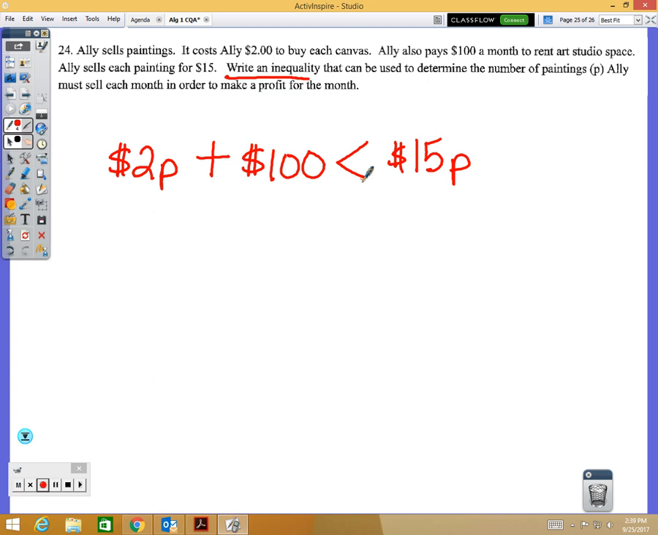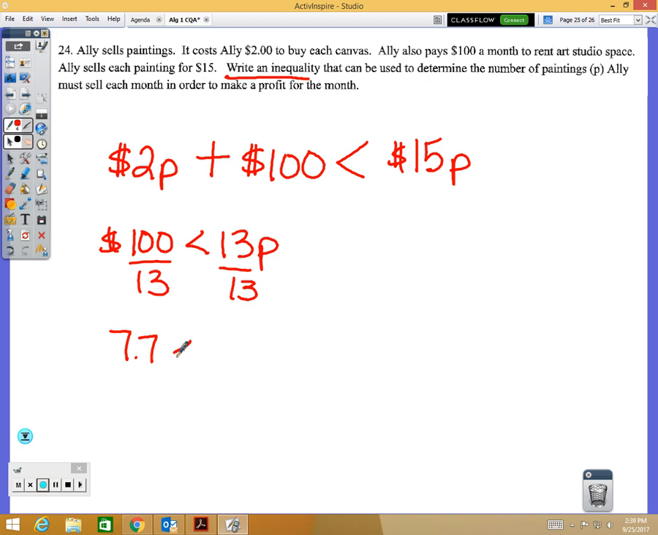So 25 is asking you to solve this to figure out how many paintings that really would be, okay? So subtract your 2p. Divide by 13. And that was 7 point something. Now I'm going to switch this around here, okay? She can't sell 0.7 paintings, so we're going to say 8 paintings.